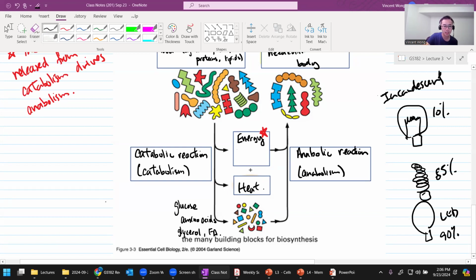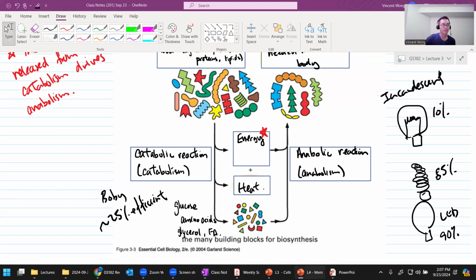Okay? The body is about 25% efficient, right? Which is fine. I mean, we are warm-blooded organisms. We want to keep the body at 37 degrees. So as long as we eat, we generate heat, we keep ourselves warm. Are we okay?